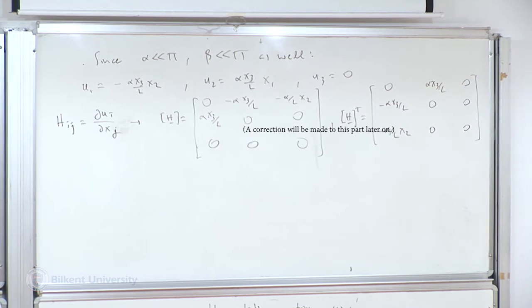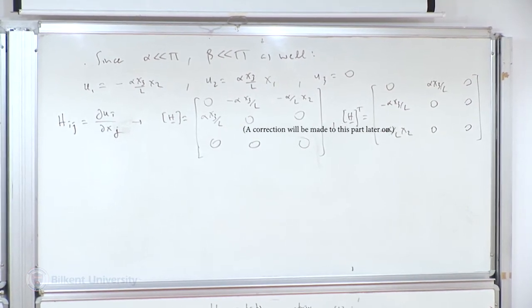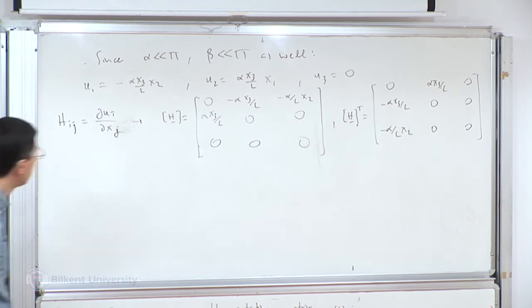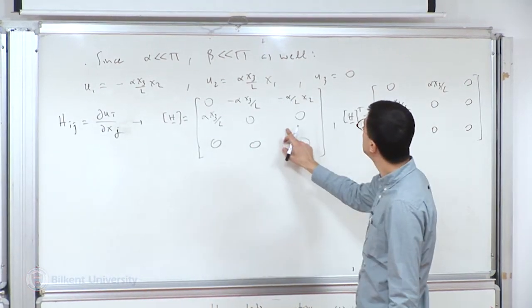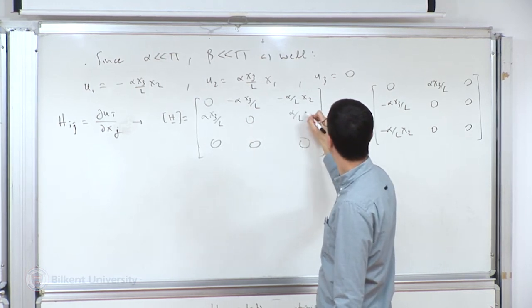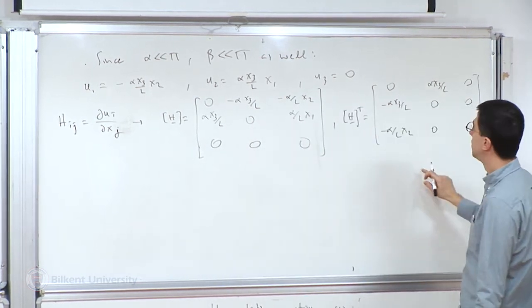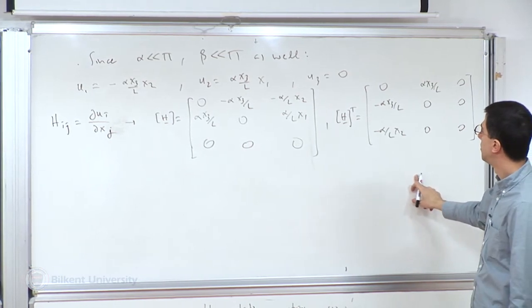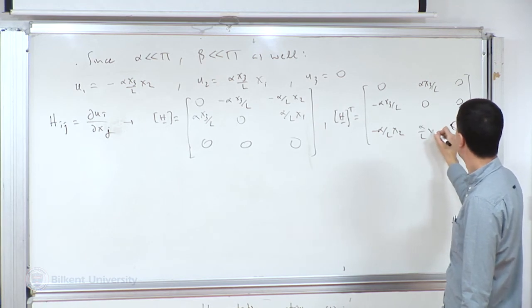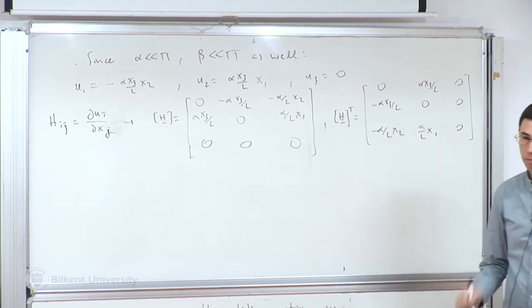Do you have questions so far, by the way? Any question? Yes. U2 comma 3 should not be 0. Thank you. So it's alpha over L x1. And therefore, yes, thanks.